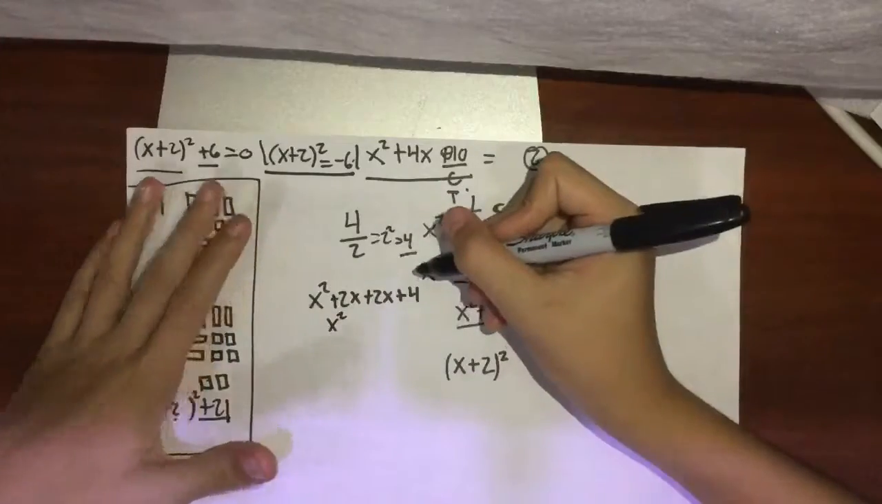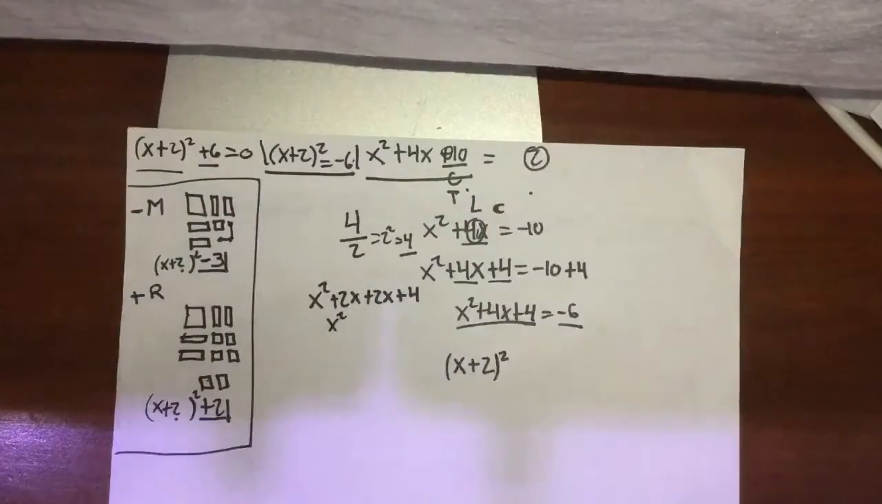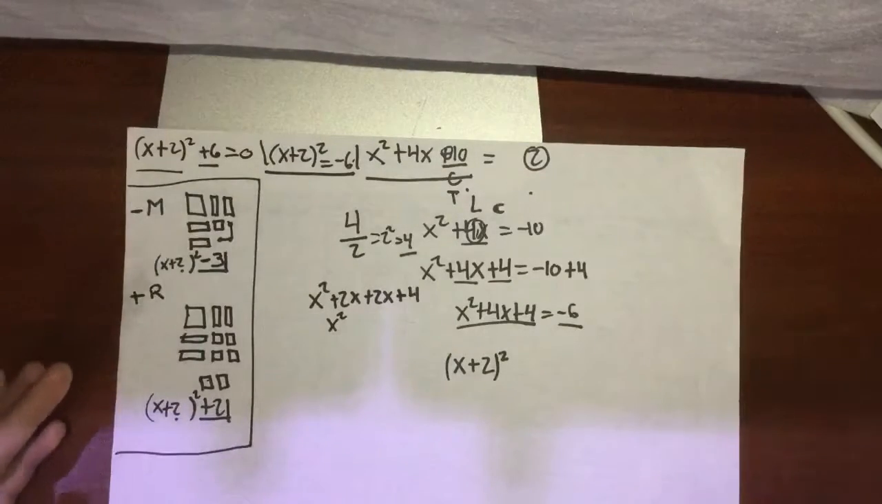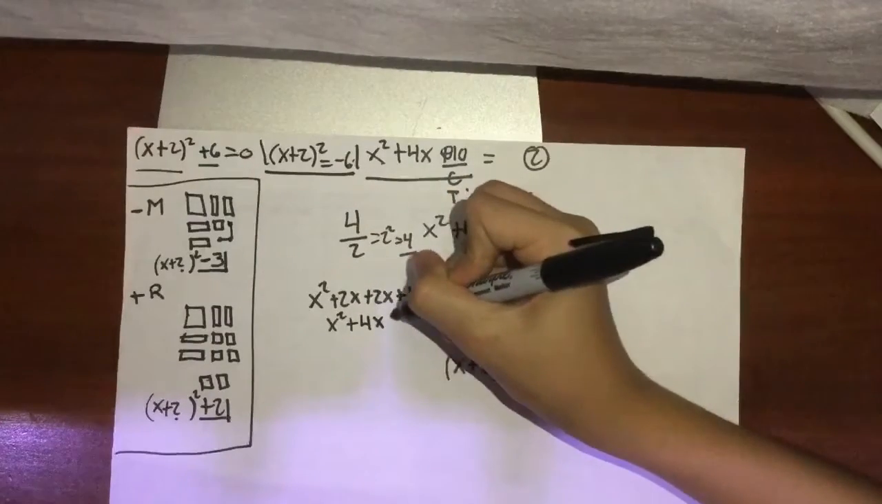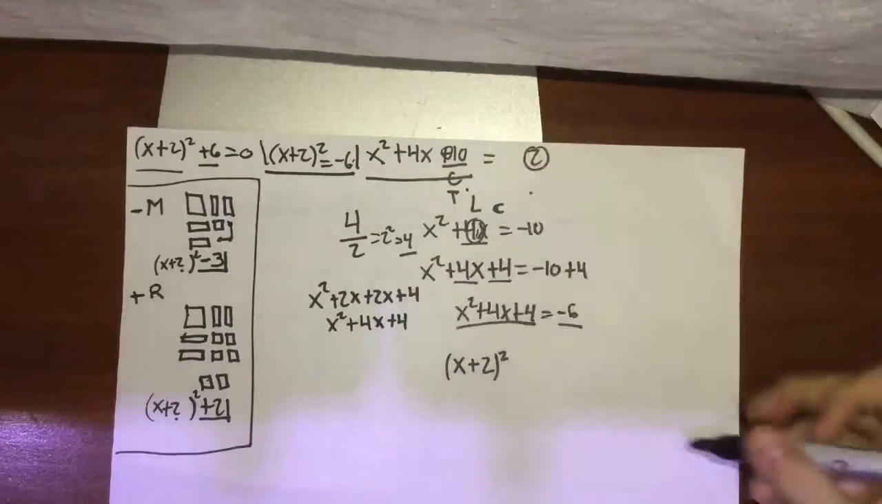If you don't understand why this, you can check out FOIL on YouTube. We would upload a video about that on the channel, if you need it, so you can understand more. Okay, this would give you x squared plus 4x plus 4.